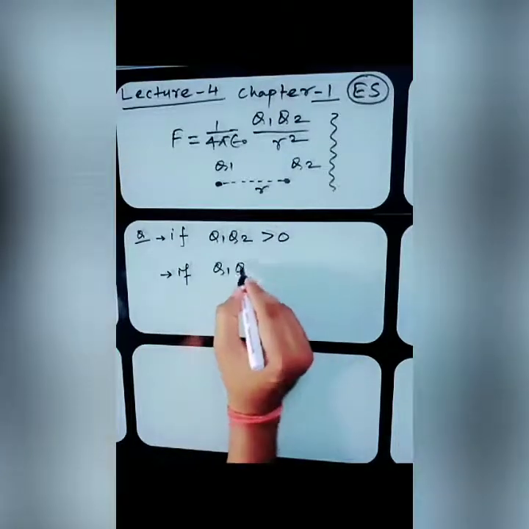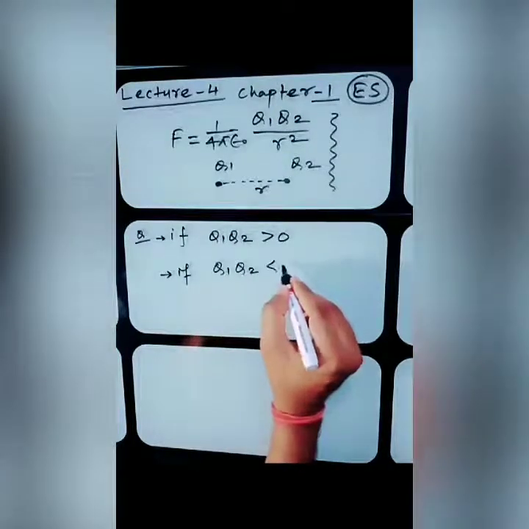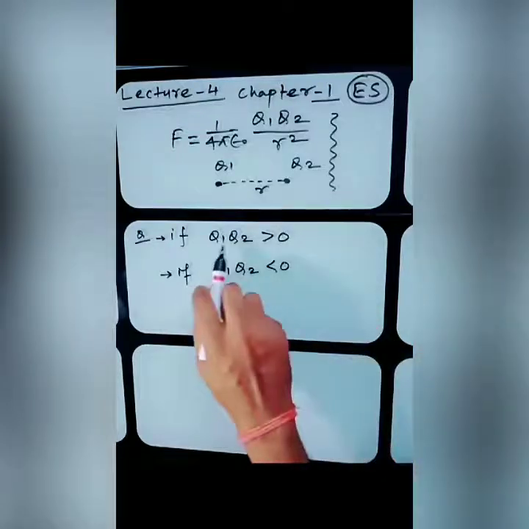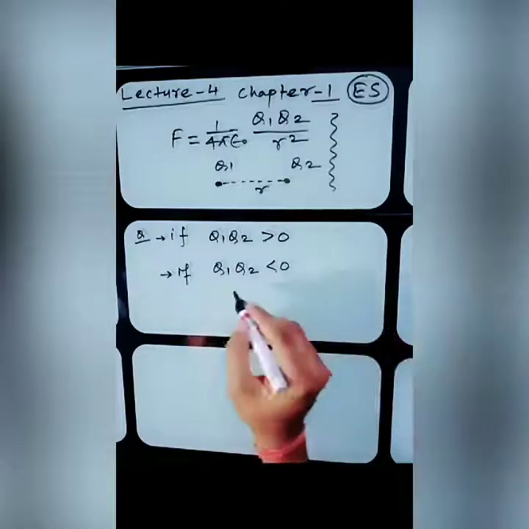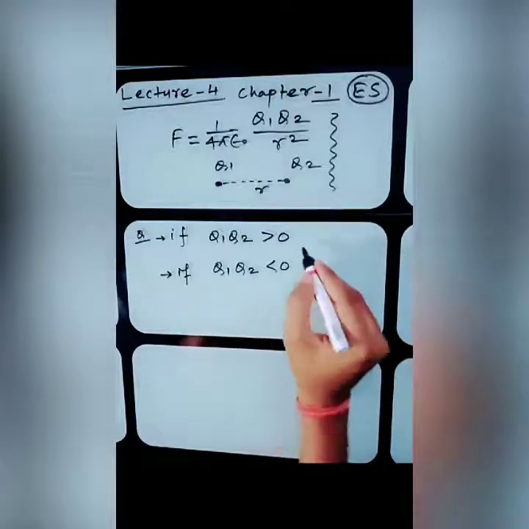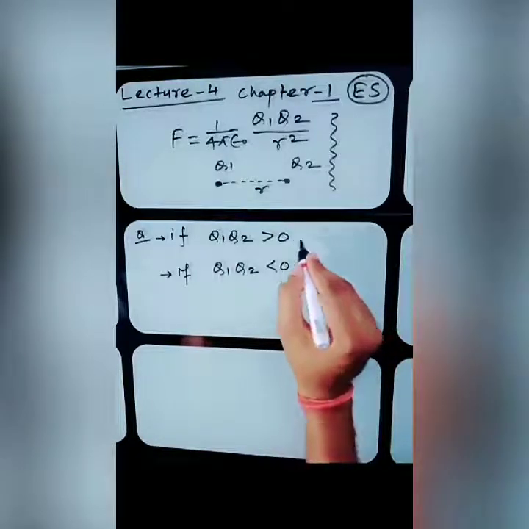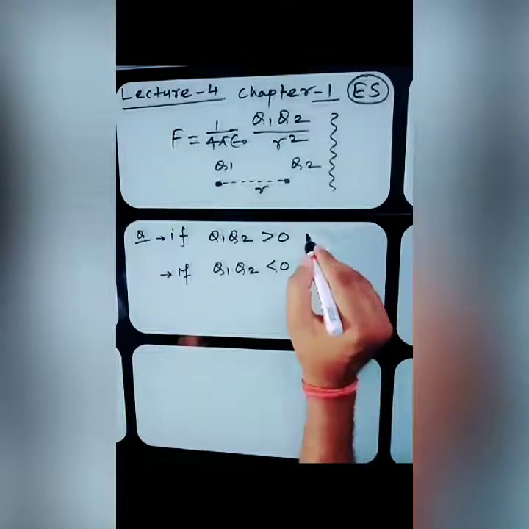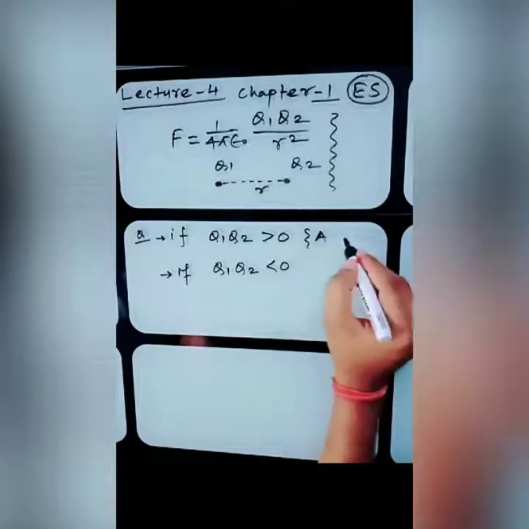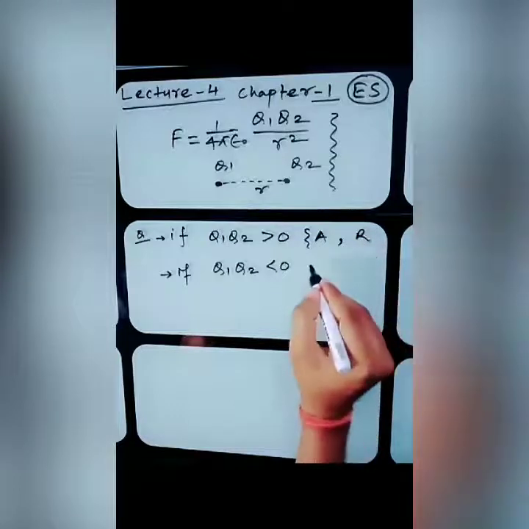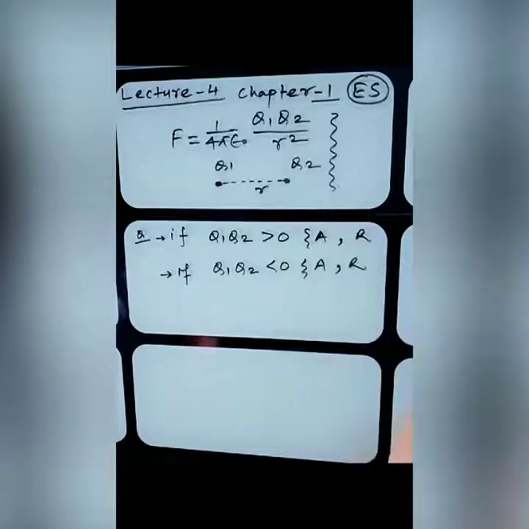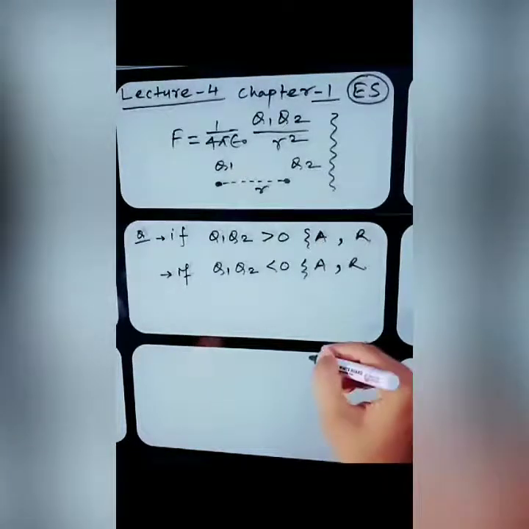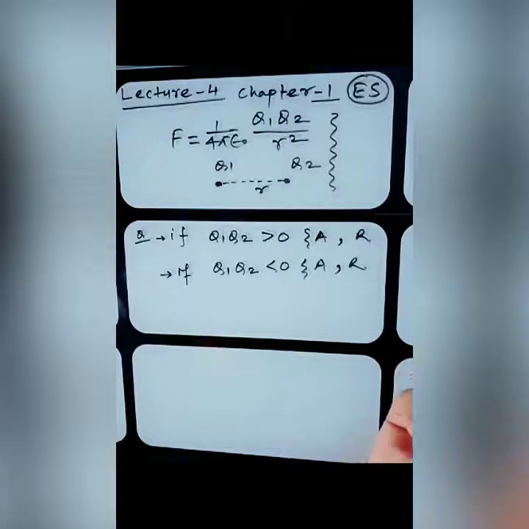And the second question: if the product Q1 Q2 is negative. Here Q1 Q2 is positive, greater than 0, and in the other case Q1 Q2 is negative. Then what will be the nature of force, attractive or repulsive? You can pause the video and find the answer. Let me tell you the answer.